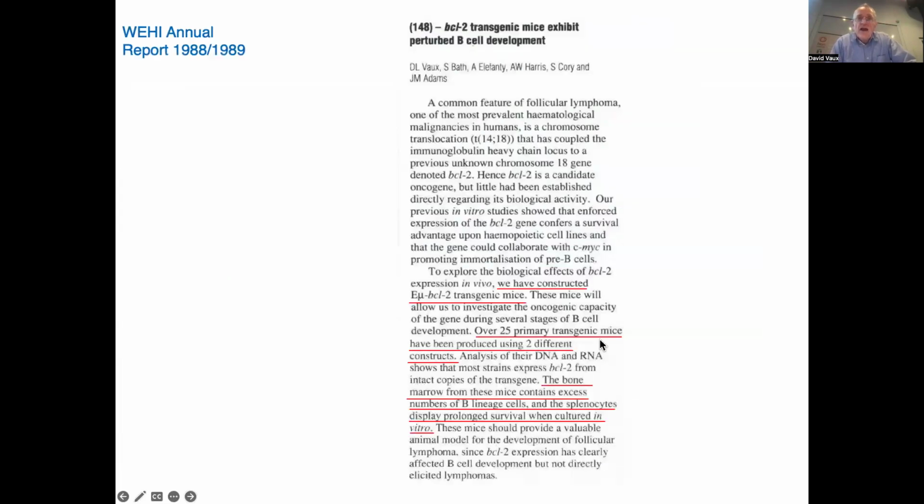Now, here's an annual report from WEHI, the 1988-1989 annual report. We've constructed Eμ-BCL2 transgenic mice. We've made over 25 primary transgenic strains. And this was quite difficult because there were no monoclonal antibodies against BCL2. So it's very hard to tell if BCL2 is actually being made from the transgene. The only way to do that was to do northern blots on the mice. And northern blots, for those of you who've ever done them, they're really, really tricky. These are before the days of PCR and so on. But we made over 25 independent strains of mice.